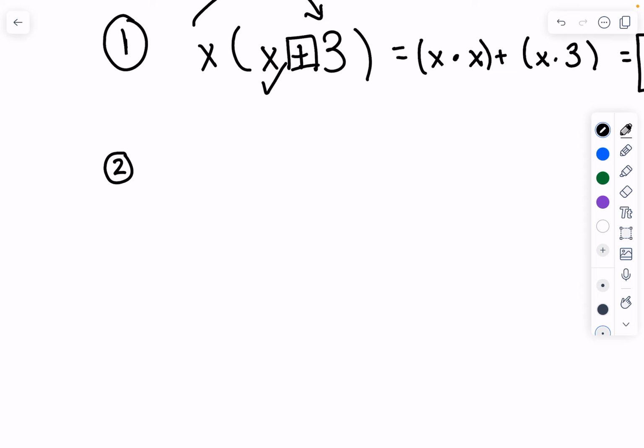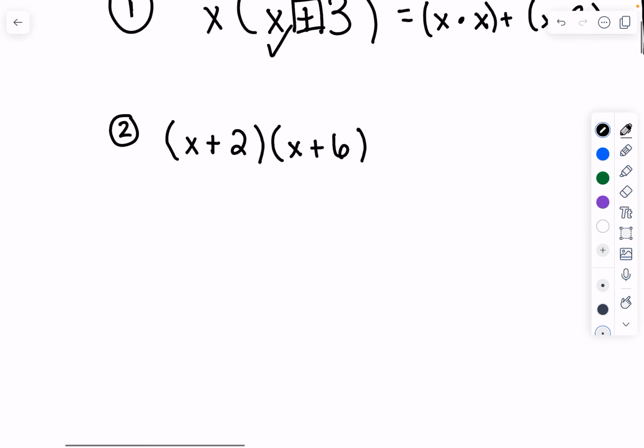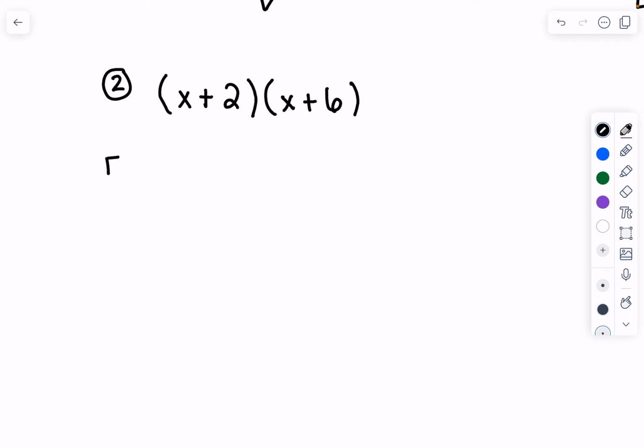Second way is we might have a pair of brackets. For example, you're going to have some expressions that look like this. Okay, so it is 2 terms, a binomial, by another 2 terms, another binomial. 2 times 2 equals 4. So we're actually expecting 4 terms out. There is something called FOIL. Okay, and what FOIL represents is first, outside, inside, last.